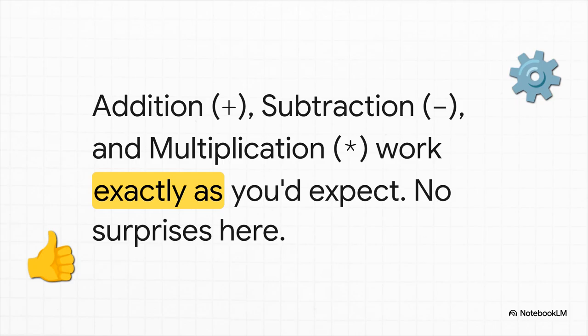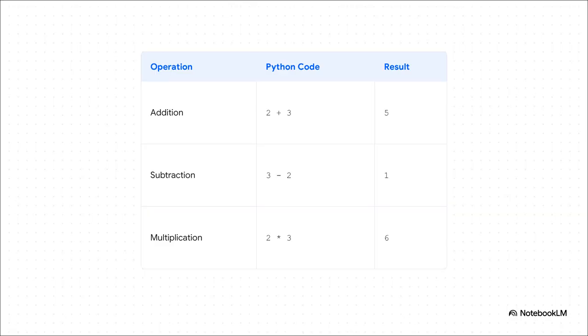So you've got your plus sign for adding, your minus sign for subtracting, and that little asterisk or star for multiplication. These are your trusty workhorse tools. Nothing tricky here. They do exactly what you think they're going to do, just like back in math class. I mean, look at this. 2 plus 3 is 5. 3 minus 2 is 1. 2 times 3 is 6. Easy peasy, right? Super straightforward.